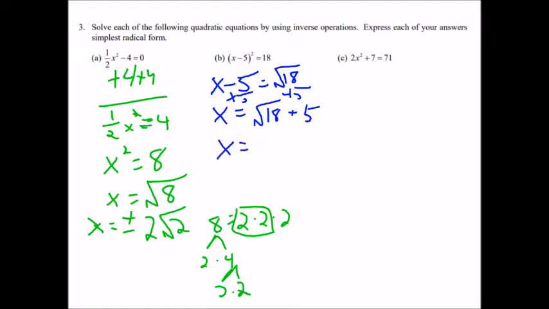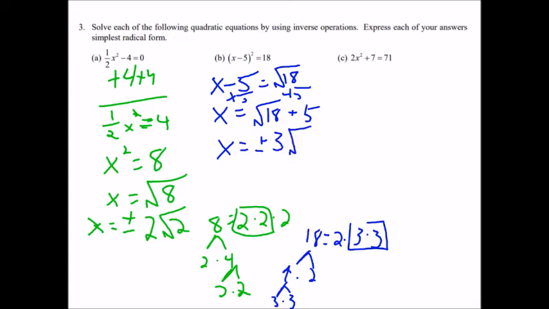But the square root of 18 is plus or minus. If you do 18, you get 9 times 2, 3 times 3. So it's 2 times 3 times 3, a pair of 3's. So 3 on the outside, 2 on the inside, plus 5. And that actually would be your answer, plus or minus 3 radical 2 plus 5. Seems like it shouldn't be an answer, but it is.